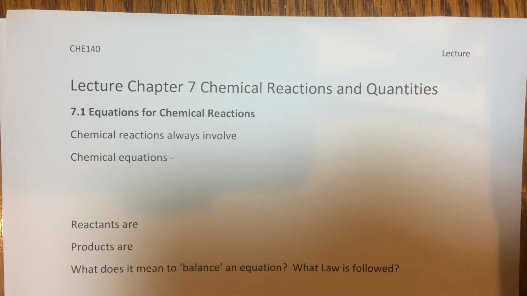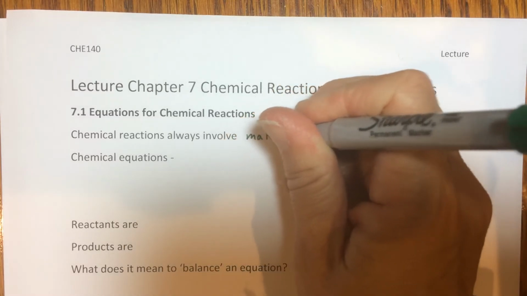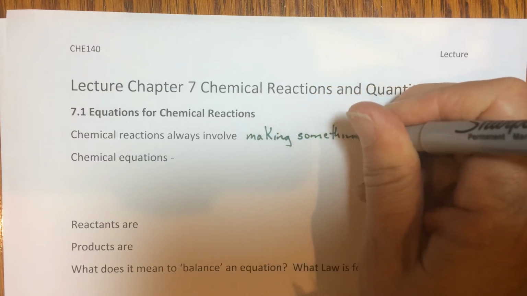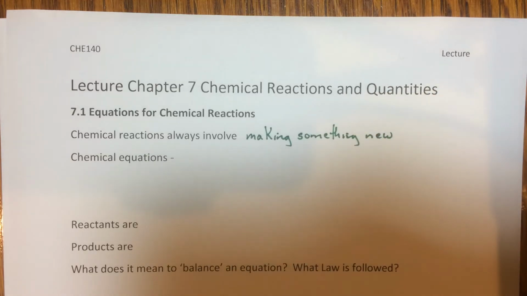So here we are at Chapter 7, Chemical Reactions and Quantities. In Chapter 6, we looked at compounds and how atoms make compounds. And here we're going to look at how compounds combine and recombine to make new compounds. So a chemical reaction always involves making something new. And we express our chemical reactions as equations.